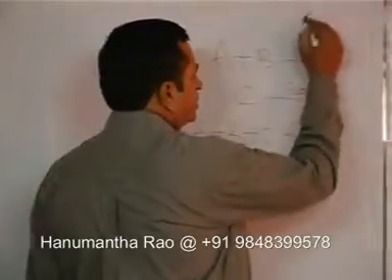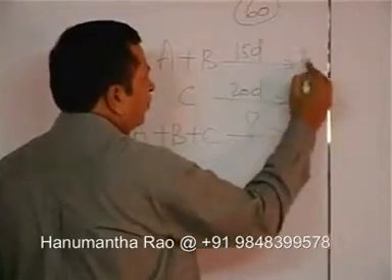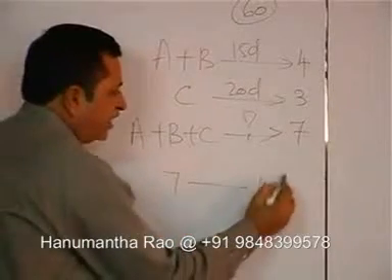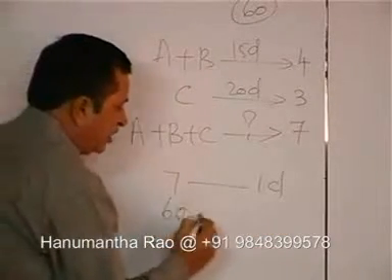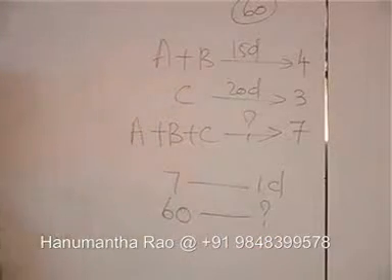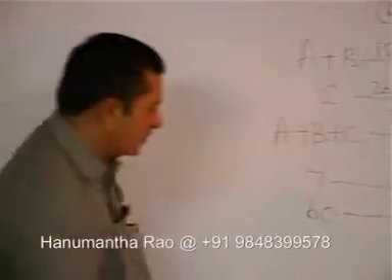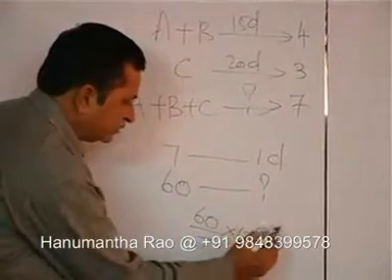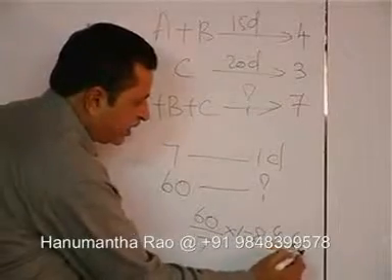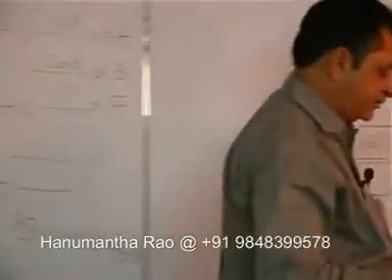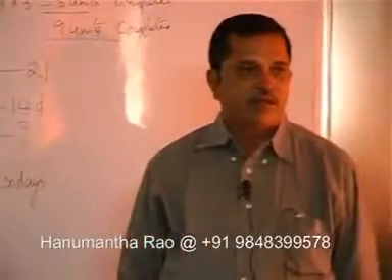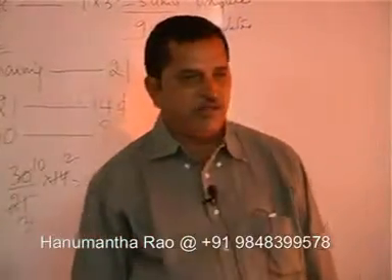15, 20, LCM is 60. 4 units, 3 units, 7 units. For doing 7 units, 1 day is required. For doing 60 units, how many days are required? More work, more days: 60 by 7 into 1. 8 4 by 7 days. The time required for completing the work is 8 4 by 7 days by all the three, A, B and C.